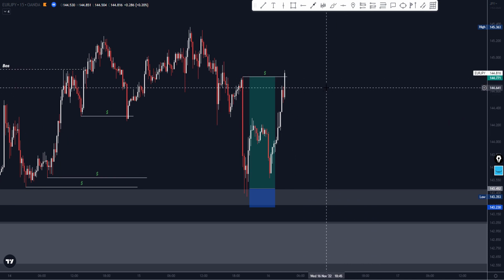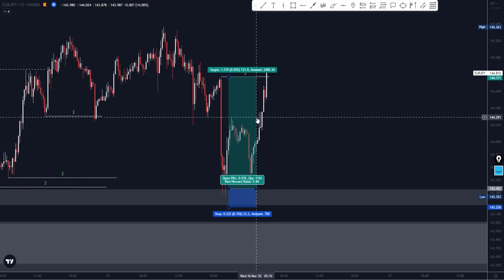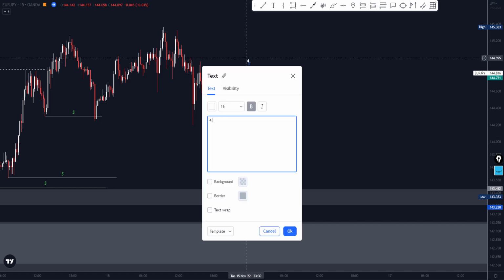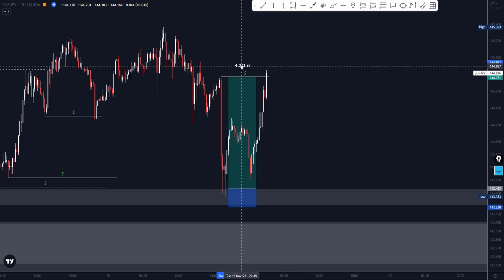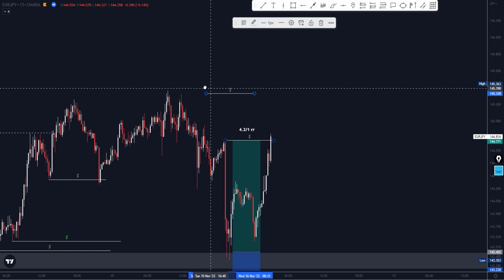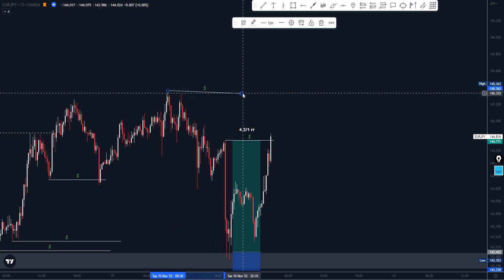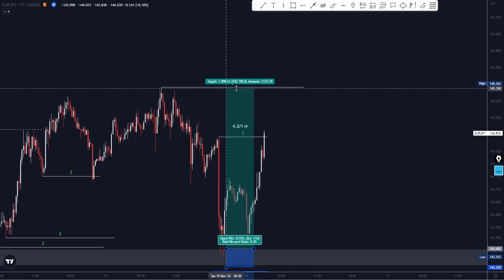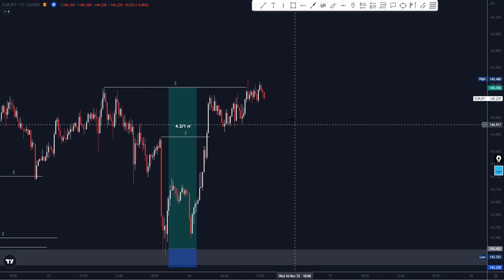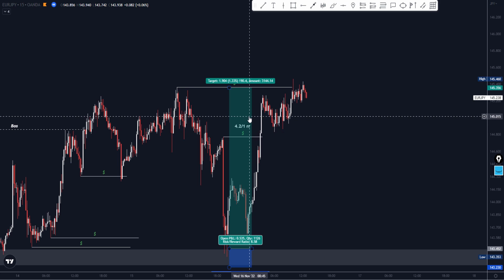Okay, since we hit this first target, we will go ahead and close 70% of the trade right here. So 4.2 to 1 reward to risk has been closed exactly right here, and I will be closing the rest of the trade over here. Okay, let's check if this one plays out as well. And we hit the second profit as well.